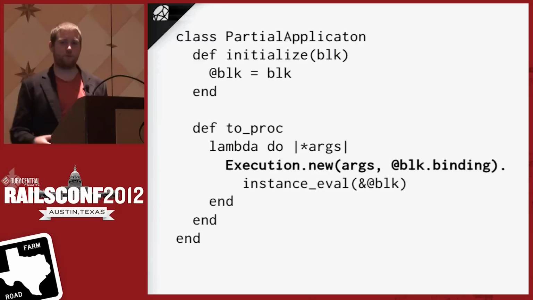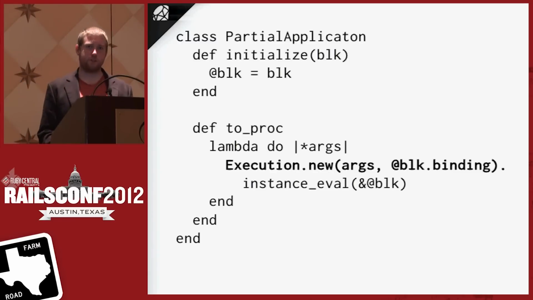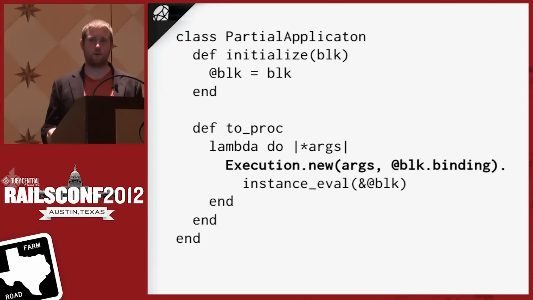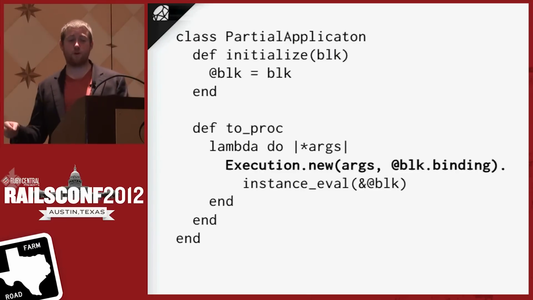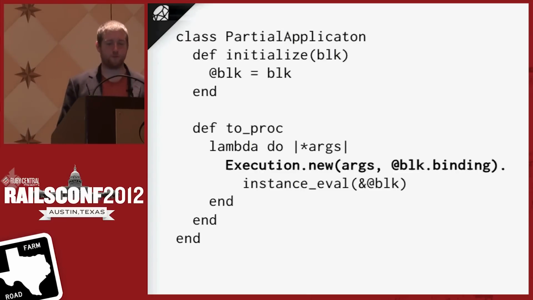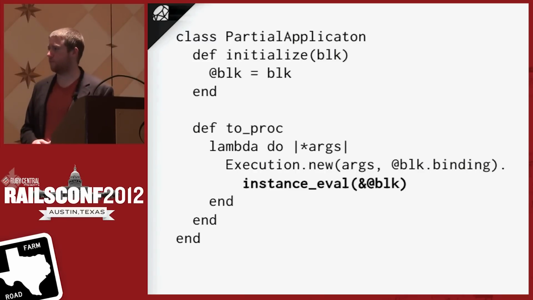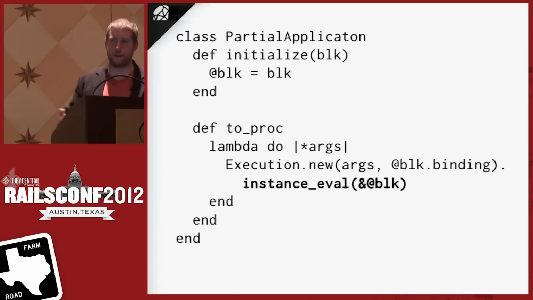We often talk about closures as being a function with some context. This binding is that context. And we can use it in eval or instance_eval to run some code as if we were inside of the block. And this will become useful in a minute. We then instance_eval the block on this new execution we've defined. So what's an execution?